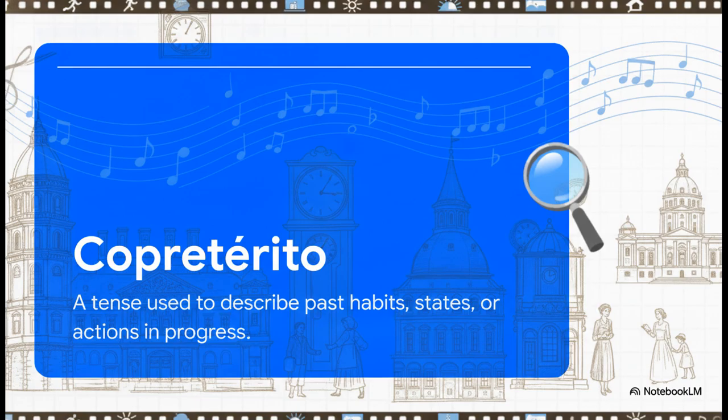It doesn't necessarily tell you about the big, sudden explosion. Instead, it tells you what the weather was like, what the characters were doing right up until that moment, or what their daily routines used to be. It makes storytelling so much easier because it lets us set this rich, continuous scene. Honestly, a lot like how we use was or used to in English.